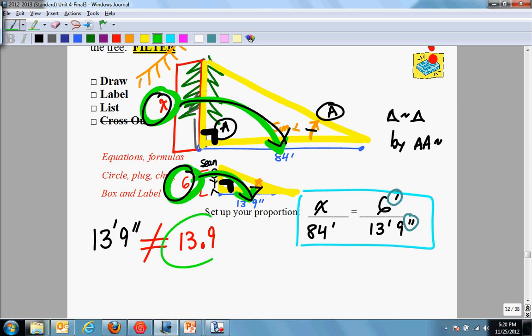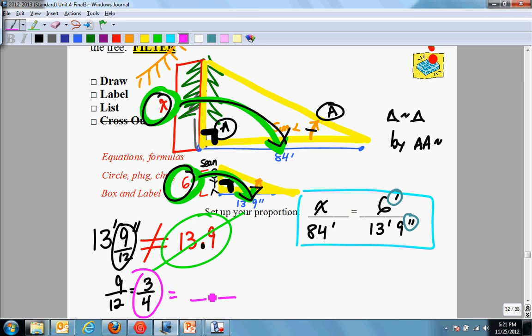Why is it not? Because 9 inches is not a base 10 system. This is not a decimal system. It's a 9 over 12. So I need to change that 13 feet 9 inches into a decimal. And the way I'm going to do that, I'm going to take 9 over 12. First, I'm going to reduce that. 3 goes in here 3 times, and 3 goes in here 4 times. The simplest way to translate it to a decimal is to ask myself, what is 3/4 of a dollar?